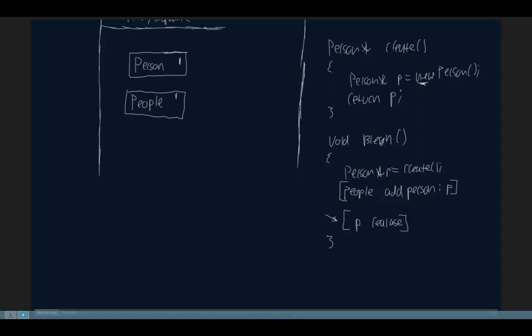But what happens when I invoke p.release? Person's gone. Right. That's undesirable behavior, because people now has a reference to person. So people now has a person pointer inside of him, and this person pointer points to this person object. When I call p.release, this is decremented to 0, and the person gets deleted. Does anybody see the problem with what's going on here?